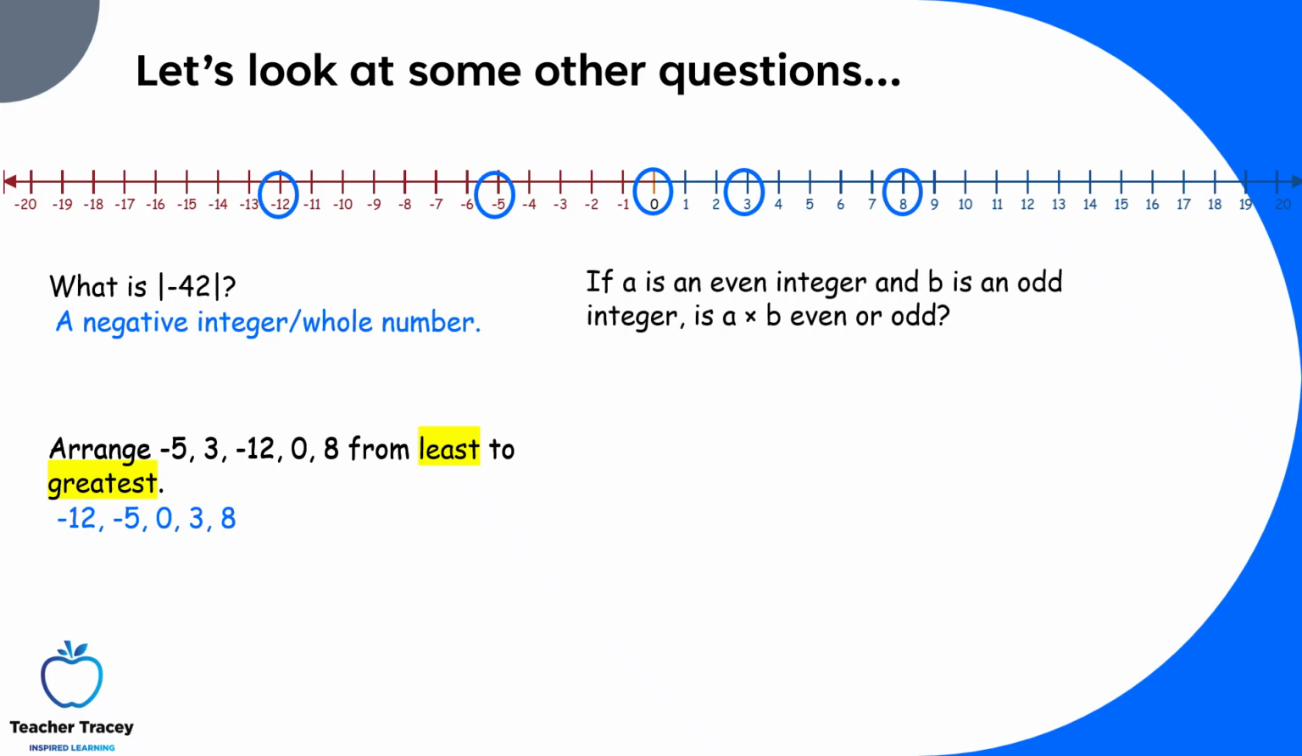And the final question is, if A is an even integer and B is an odd integer, is A times B even or odd? Pause here and have a think about it.